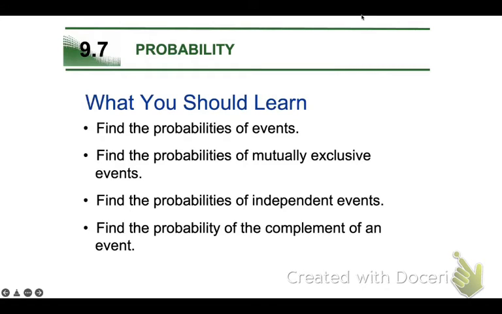Okay, 9.7 probability. We spent last week finding the number of outcomes. Now we're going to find probability. Probability is a percent, yes? Well, it can be a percent, it can be a decimal, it can be a fraction. Those are all probabilities.